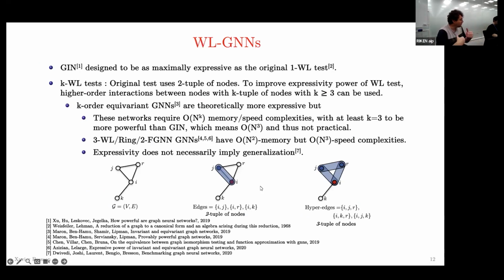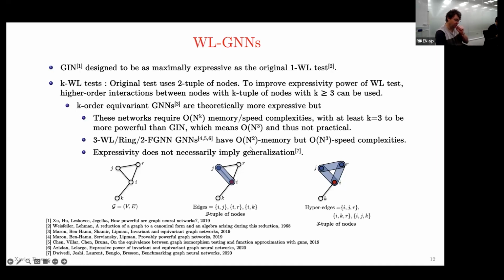So this way, you are going to be able to produce more colors, so you will be able to distinguish more non-isomorphic graphs. The problem with this is the computational price that you need to pay. So a network that is k-WL expressive basically is going to have n to the power k memory and speed complexity. So if you want to beat GIN, which is the original one, you need at least k equal to 3. So everything is cubic suddenly. And cubic is not something you can apply in practice, okay?